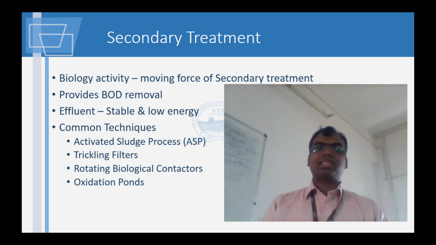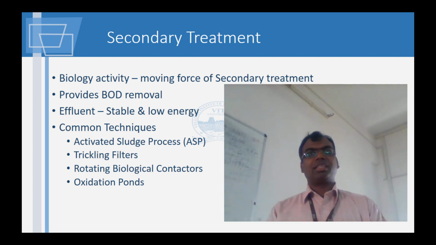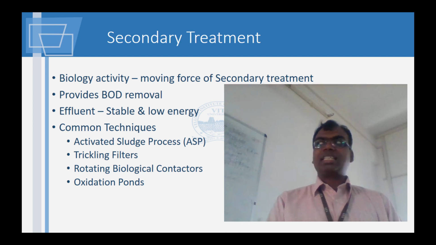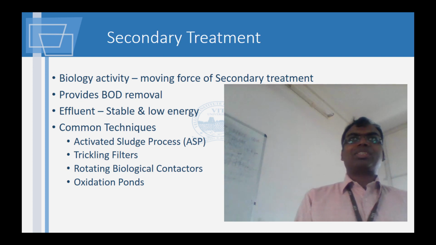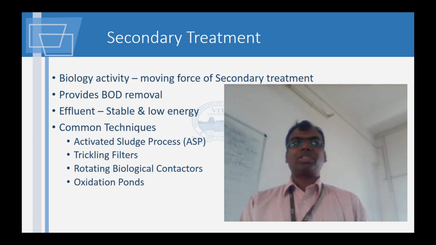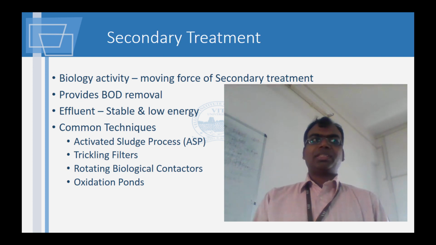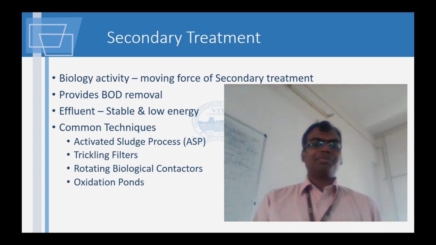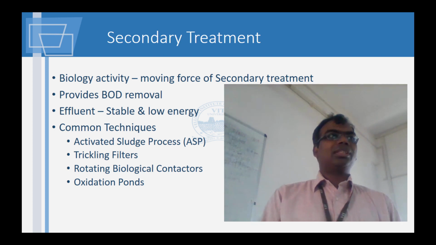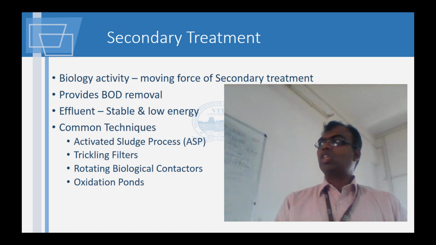Activated sludge process and trickling filters are there in your syllabus. They have directly mentioned them. And then rotating biological contactors and oxidation ponds. The rotating biological contactors are not specified in your syllabus, but I will put them under other treatment methods. And oxidation ponds are nothing but stabilization ponds.